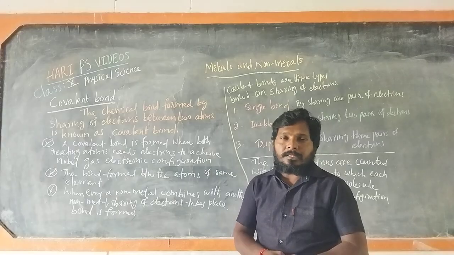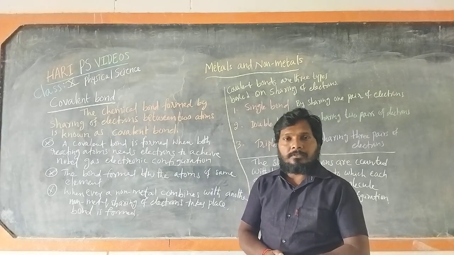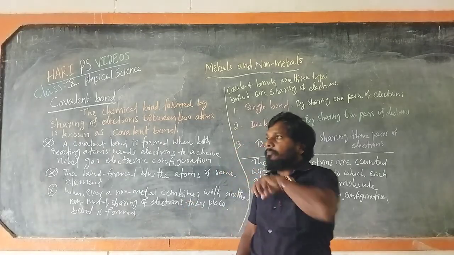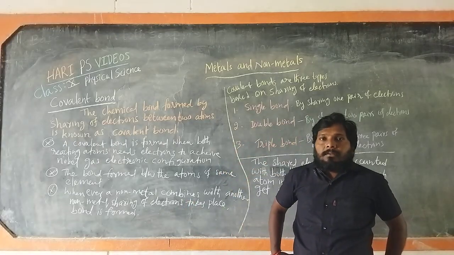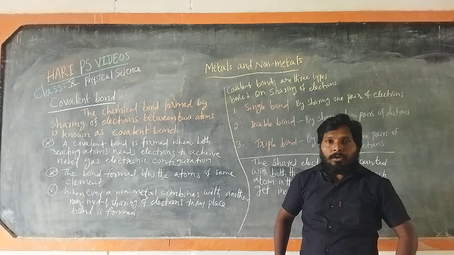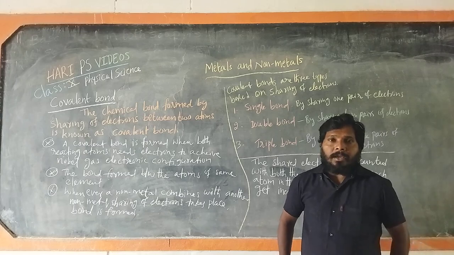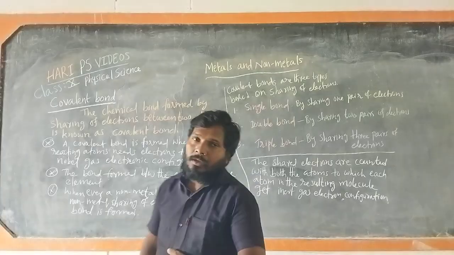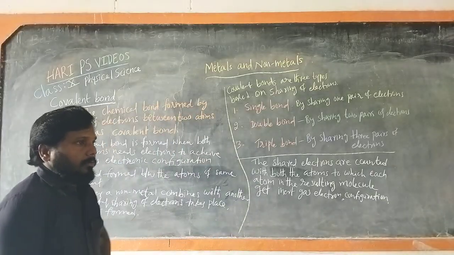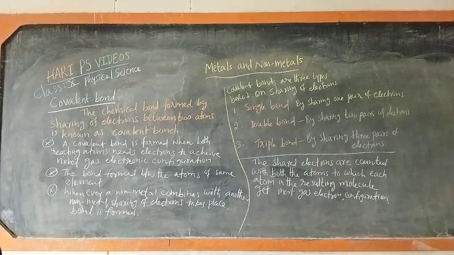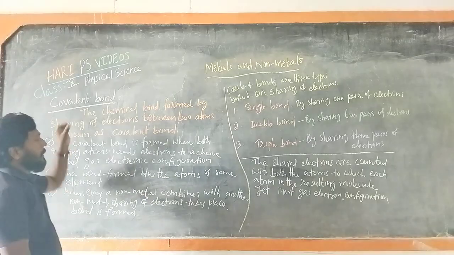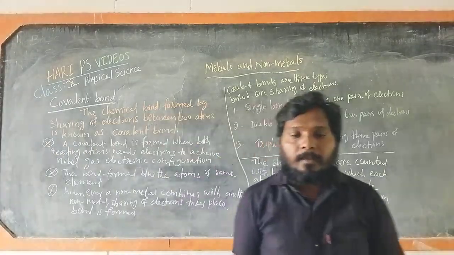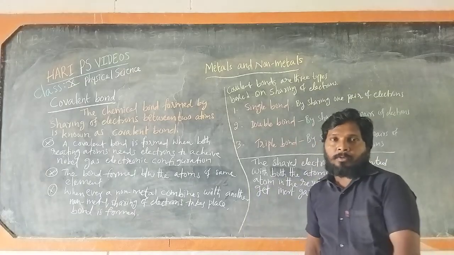So let's start our session. In previous session we discussed ionic bond and how the ionic bond is formed between the two atoms. Let's start today. The second bond is covalent bond. So what is meant by covalent?